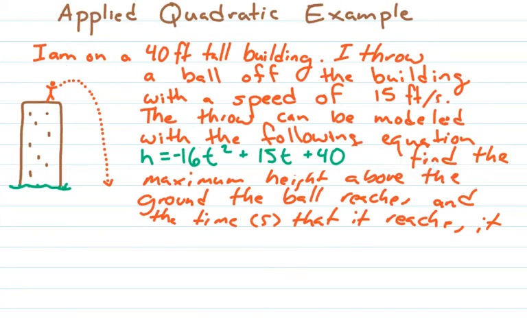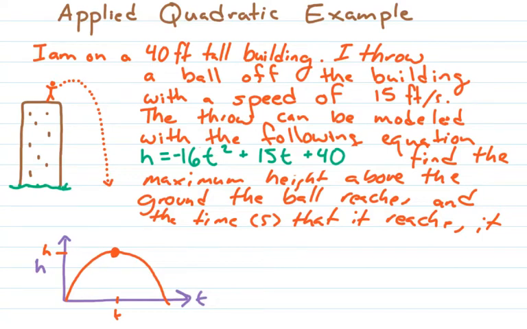So the question is, find the maximum height above the ground that the ball reaches and the time in seconds that it reaches it. So we want, if we look at this graph, a time versus height graph, this is a parabolic equation. We want to look for the max height and what time that height was reached. So this point that we want to really get is the vertex, okay?